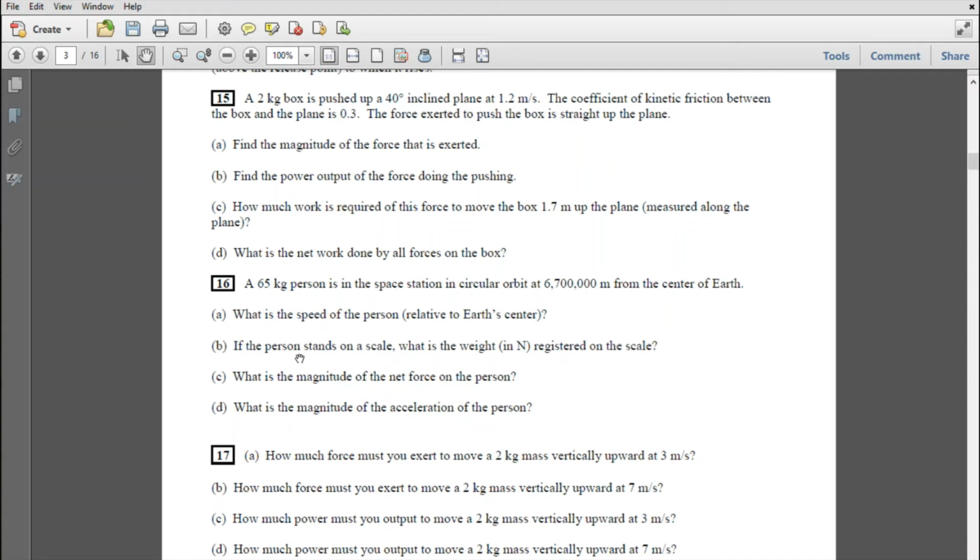And then finally, B, if the person stands on a scale, what's the weight registered on the scale? It's 0. If you're in the space station, you're in uniform circular motion, and the only force required to keep you there is the force from the Earth. So you're floating inside the space station with a scale floating below your feet, and of course you could push on the scale for a second, but it would go flying away from you. You can't put a constant pressure on the scale, so the scale would read 0 in this case.